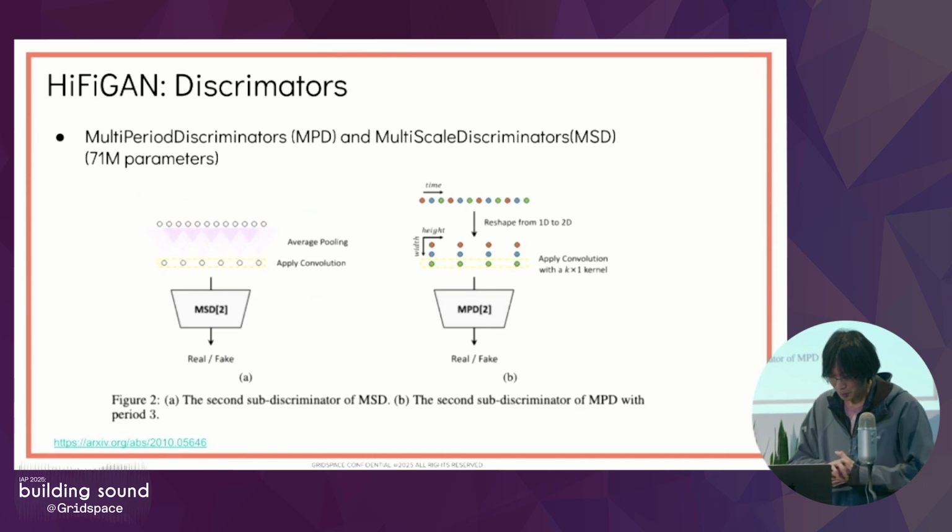Actually, the most parameters go into the discriminators. There are 2 variations: a multi-period discriminator and a multi-scale discriminator, which both work essentially by extracting different features from your wave samples. Yeah, so the output label is just real or fake, 0 or 1.